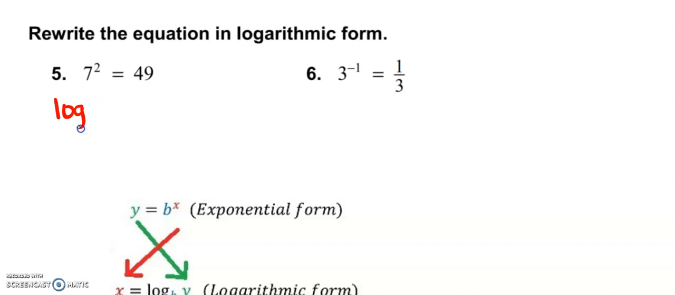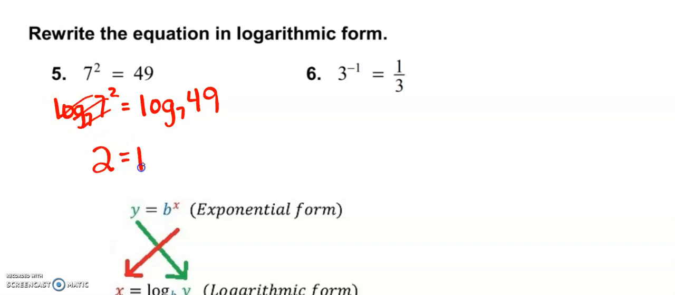So log base 7 of 7 to the second is equal to log base 7 of 49. These then are going to cancel themselves out, so 2 is equal to log base 7 of 49. Again, what you're undoing this time is our base of our exponential goes in the basement of our logarithm. And you can check that by doing the little recycle method. 7 to the second is equal to 49.